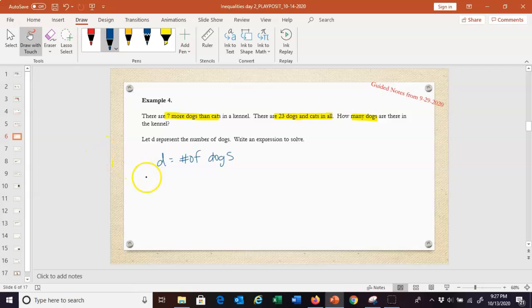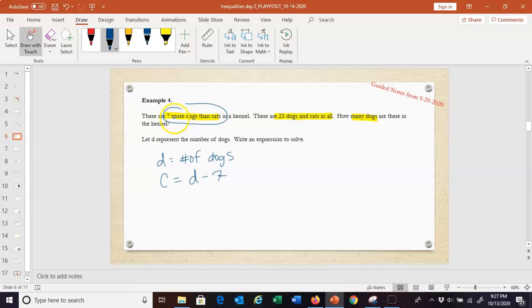All right, so if D is the number of dogs and there are 7 more dogs than cats, let's think about what would C be? How many cats are there? Well, there's more dogs, right? So D is going to be the bigger number. So I'm going to write this and let's talk about it. C, the number of cats, is D minus 7.